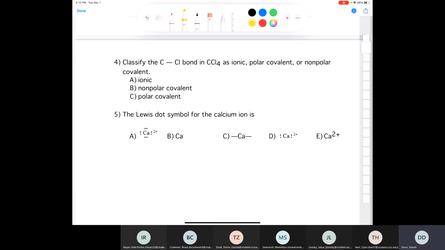Number 4, it says classify the carbon-chlorine bond in carbon tetrachloride as ionic, polar covalent, or non-polar covalent. Well, if we do the same thing here, if we draw our periodic table, I'm just reproducing a little bit of the periodic table. One of the ways that you can memorize electronegativities is most students have fluorine memorized, that it's 4. As you go backwards, it drops by a half. So you go from 4 to 3.5, 3, 2.5, 2, like that. So that means that carbon is going to be 2.5.